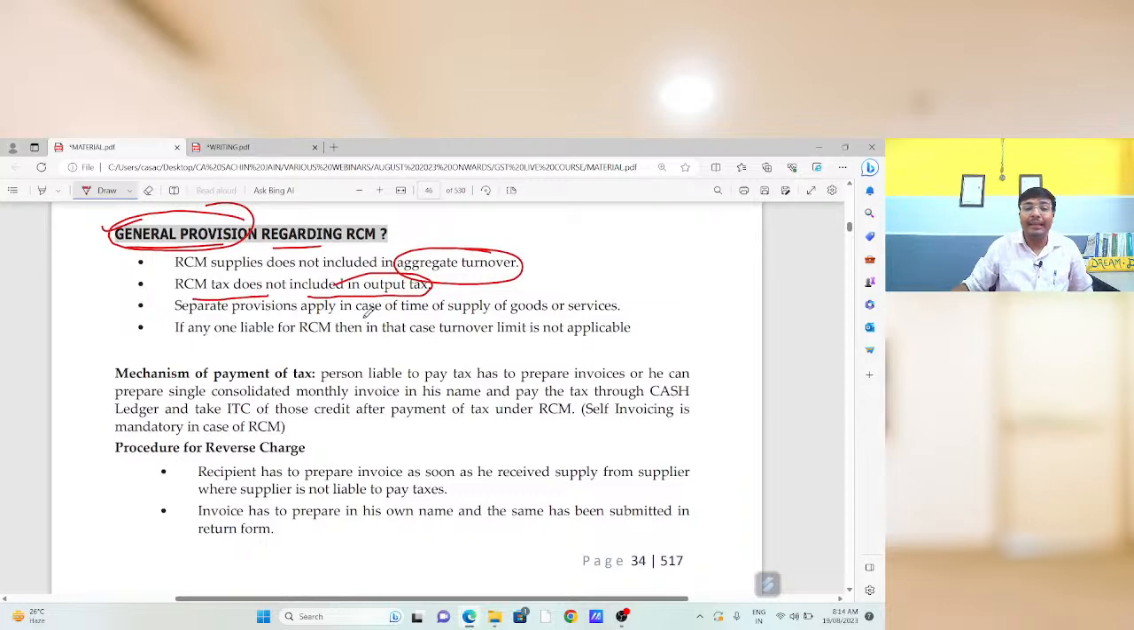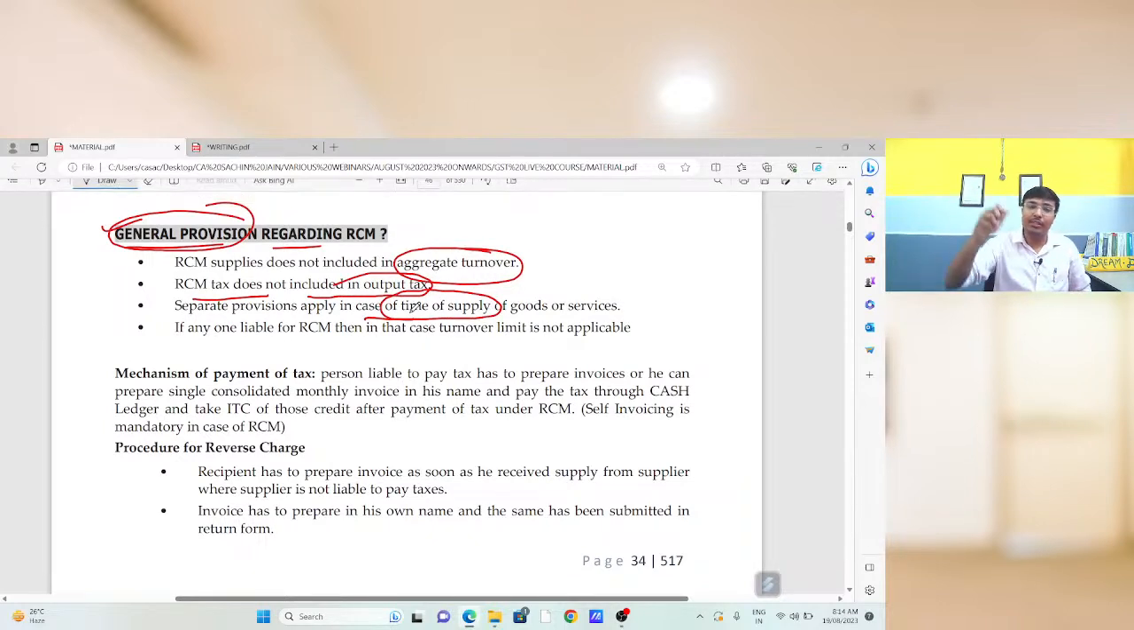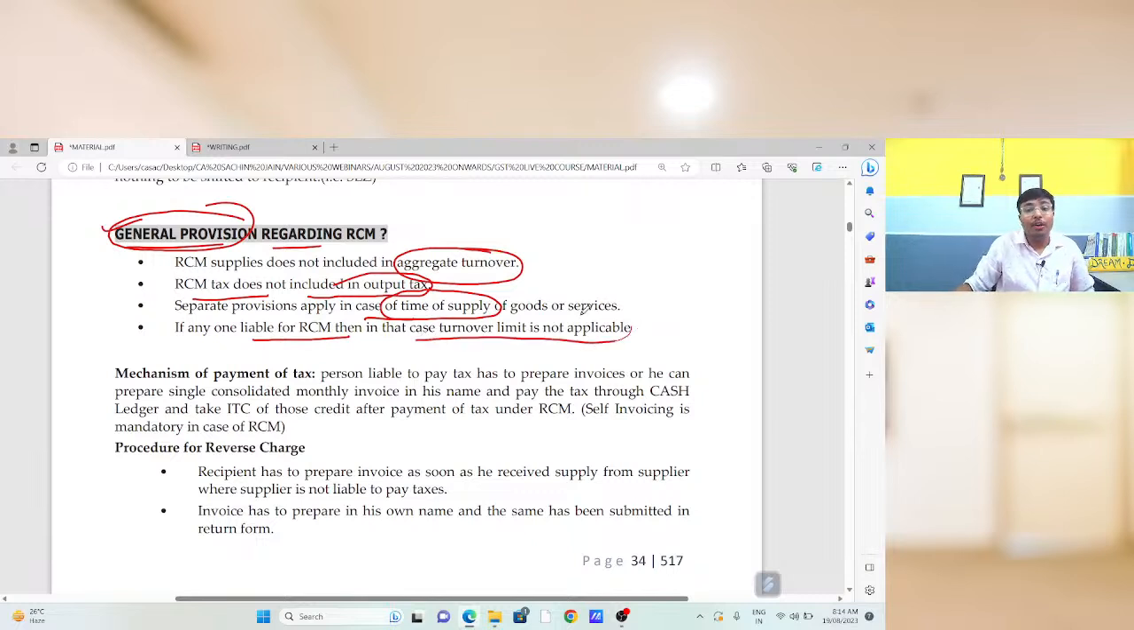Separate provisions apply in case of time of supply. In our today's session, we are also going to discuss sections 12, 13 and 14 regarding time of supply. There are separate provisions applicable for forward charge and for reverse charge mechanism on account of time of supply. If anyone is liable for reverse charge mechanism, then in that case, the limit is not applicable.